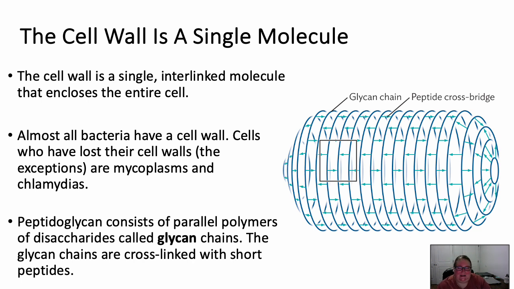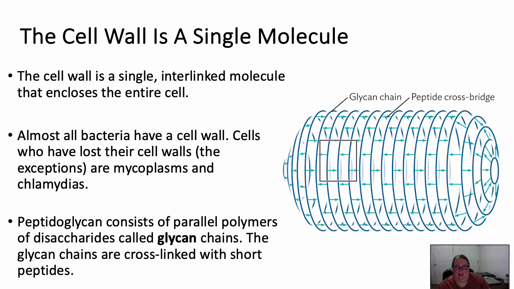So both mycoplasmas and chlamydias don't really have to worry about these osmotic pressures, so hypertonic, hypotonic conditions, because everything inside the cell is isotonic. It doesn't need that protection of the cage that is the cell wall. Okay, so we're going to talk a little bit about this peptidoglycan in a little bit more detail.